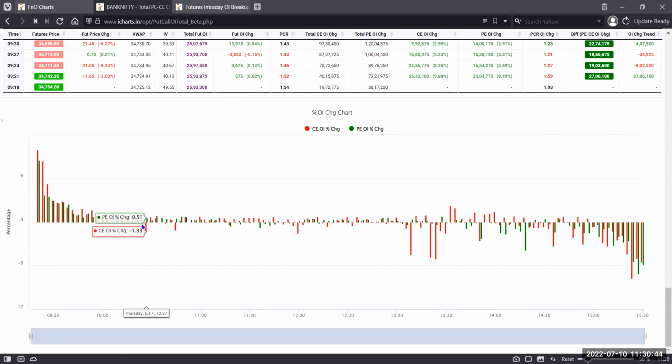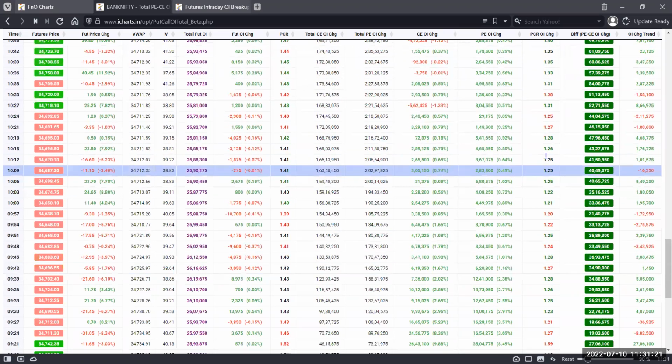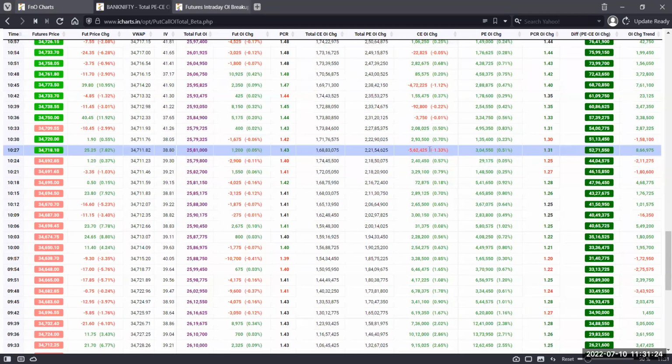Watch for, as I had pointed out here, by this time you should start seeing the unwinding. So we are seeing unwinding here. Let me zoom into the morning area. This is the one, 10:27. And this is what I was saying. Call unwinding, and then on the opposite side put buildup is there. That is good, because it indicates that put writing is there and call unwinding is there. So it is bullish. Put writing along with call unwinding. And call unwinding is significant. That's the most important. So by 10:27, this particular scenario is getting confirmed.